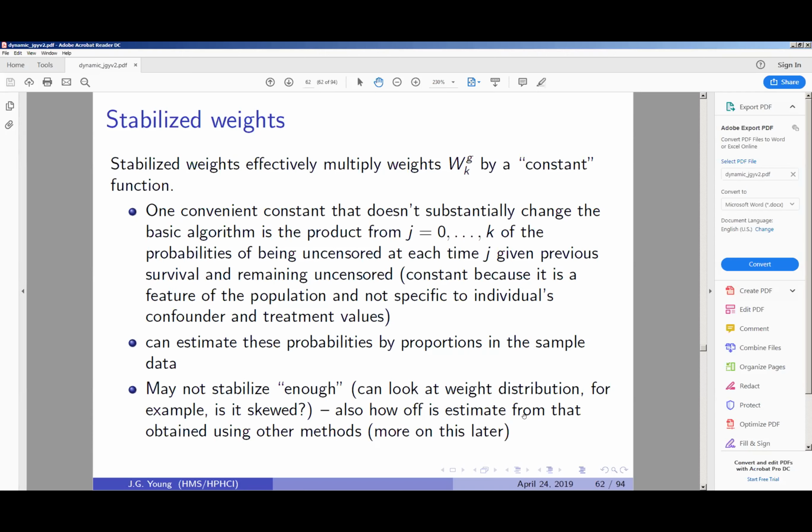And also, as hopefully we'll have time to talk about later, maybe during the discussion part, is how off is your estimate from that obtained using other methods? Because when you get very different estimates, this is almost answering that question that came up, I guess, at the end of Maya's workshop. Why would you consider other methods? Sometimes when you get drastically different answers using more than one method, it can be a sign that you have near positivity violations. In other words, the question is not well supported by the data. So that can be a reason to use more than one method.